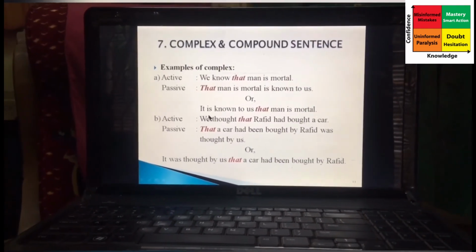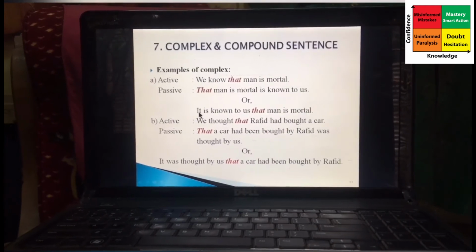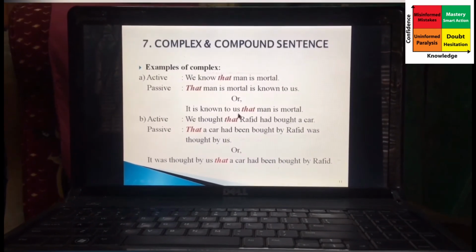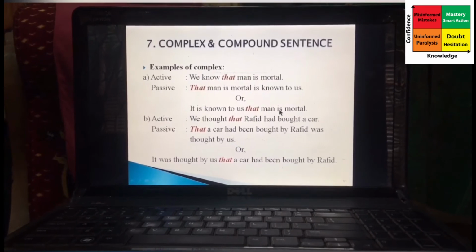We can also do the passive in another rule, like: it is known to us that... and the subject is left unsaid. That way also we can do.